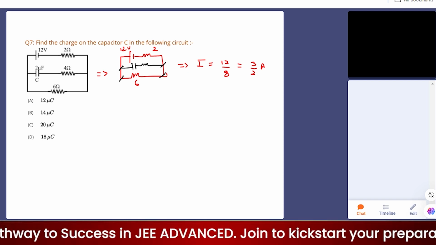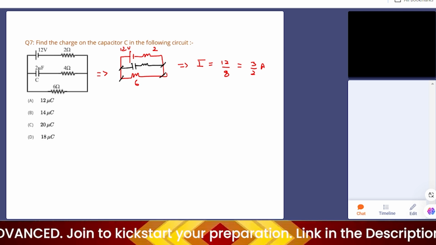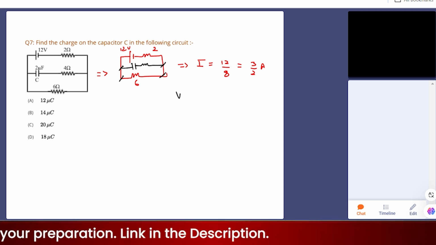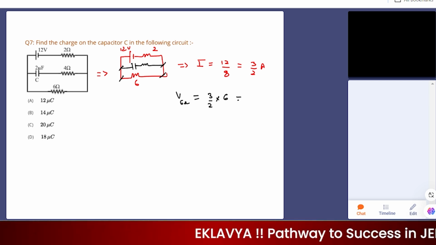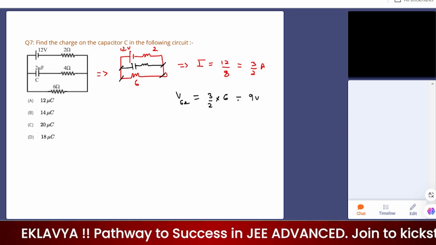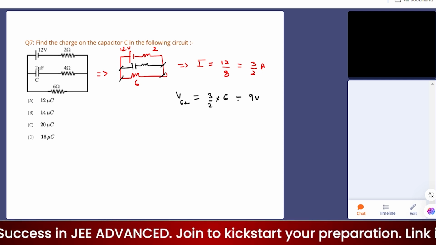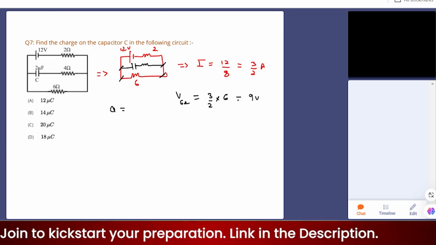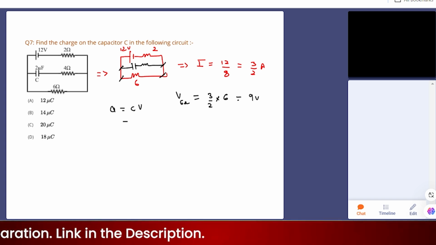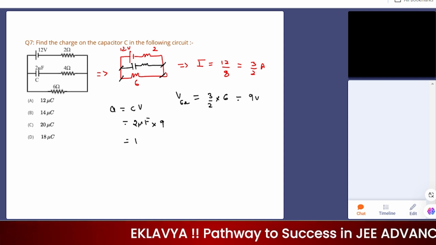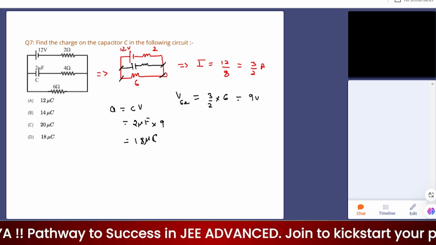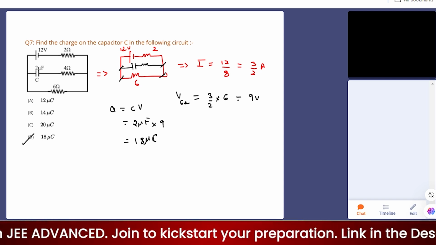Okay, the 4 ohms resistance over here will be ineffective because there is no current passing through this middle branch. So what will be the potential across the 6 ohm resistance? V across the 6 ohm resistance will be equal to the total current, that will be 3 by 2, into the 6 ohm resistance, 6. That will be a total of 9 volts. So the same 9 volts will act along the capacitor also. So total charge on the capacitor is its capacitance into the voltage. Its capacitance is given as 2 microfarad and its voltage across the capacitor is 9 volts. So total it will be an answer of 18 microcoulombs. That will be option D.